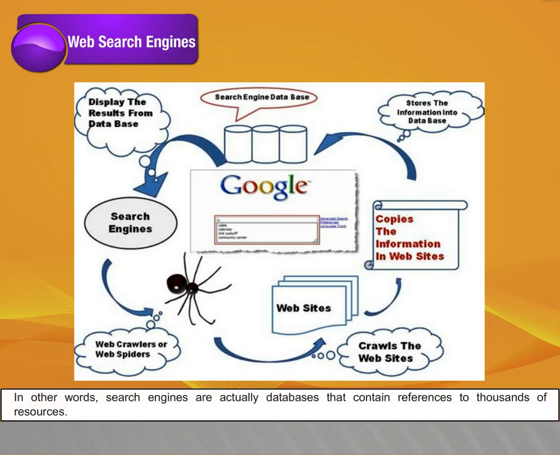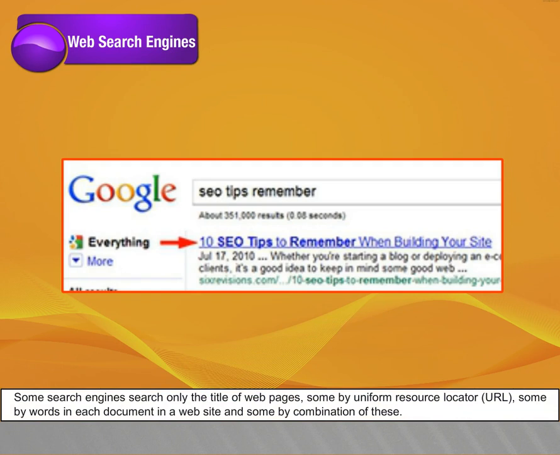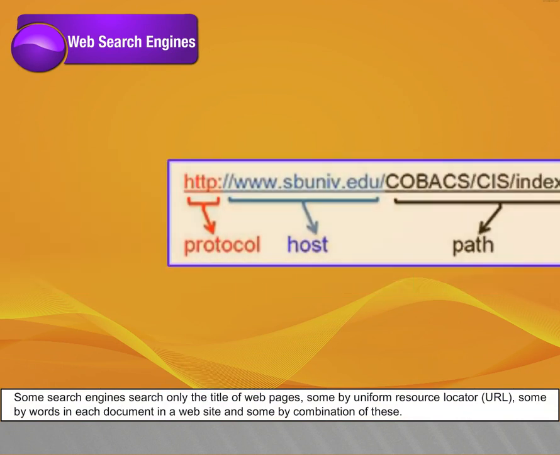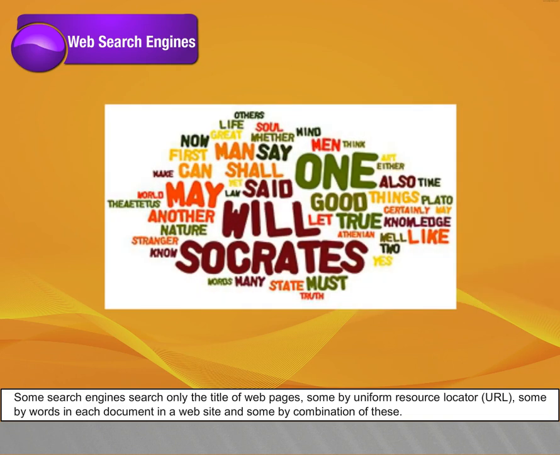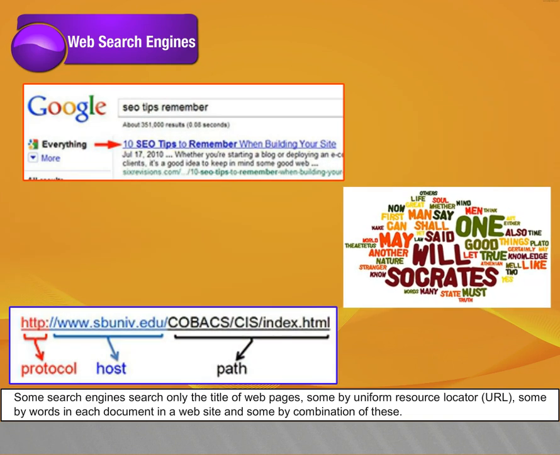In other words, search engines are actually databases that contain references to thousands of resources. Users are able to interact with the database, submitting queries that ask the database if it contains resources that match specific criteria. Some search engines search only the title of web pages, some by Uniform Resource Locator, that is URL, some by words in each document in a website, and some by a combination of these.